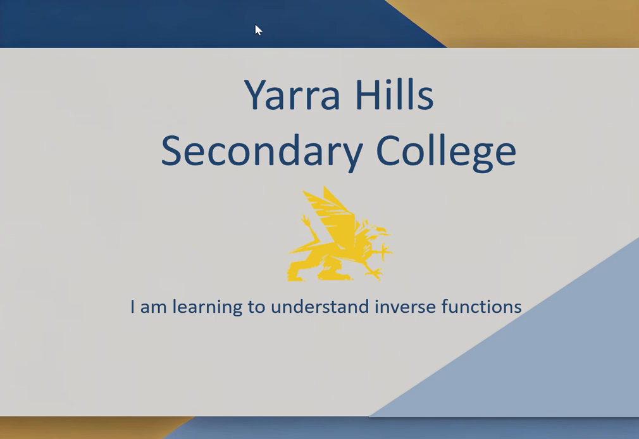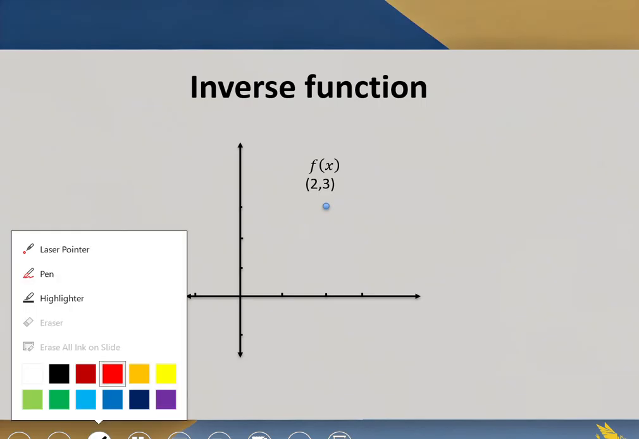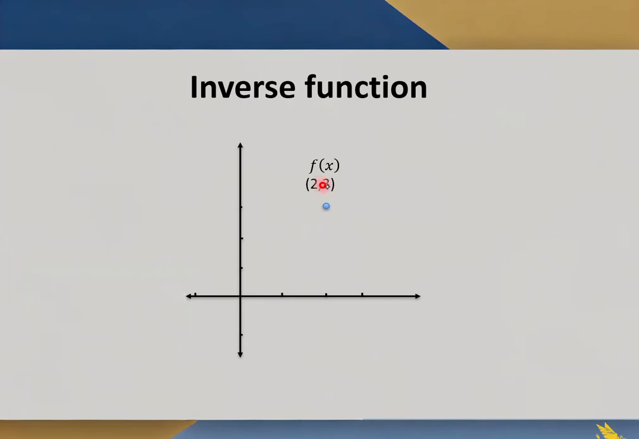We're going to be learning to understand inverse functions. So the first thing with inverse functions we need to think about is the notation, but also what it is. The notation for a function is f of x, and the notation for an inverse function is f to the power of -1. You'll notice between these two, the x and the y values have switched around. So that's what we do for our inverse function.